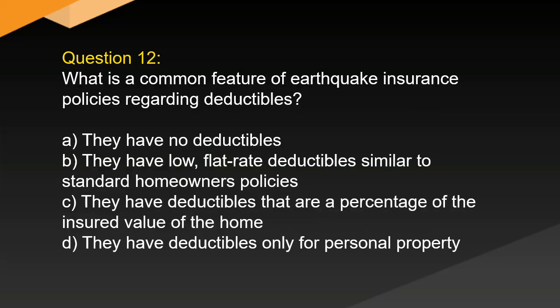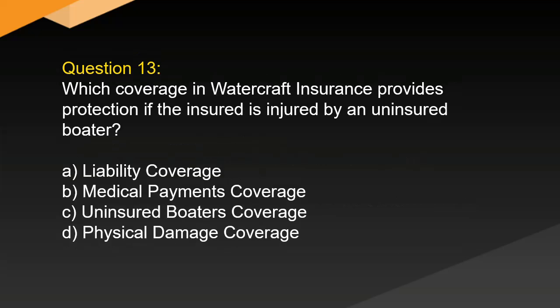Question 12. What is a common feature of earthquake insurance policies regarding deductibles? A. They have no deductibles. B. They have low flat rate deductibles similar to standard homeowners policies. C. They have deductibles that are a percentage of the insured value of the home. D. They have deductibles only for personal property.